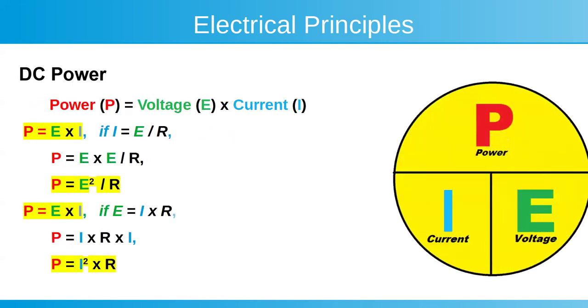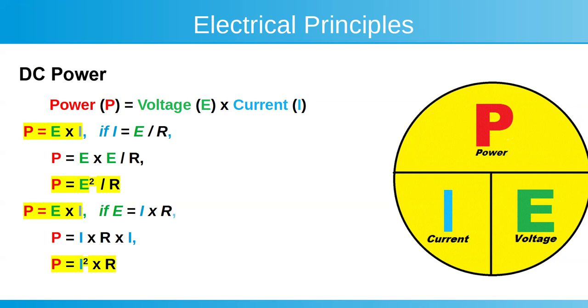So we have a nice little pie chart for this one. This one really spells pi. You do the same thing, P, I, and E. So P is equal to voltage times current, or in the order of the chart, current times voltage. It doesn't matter. You can transpose them.